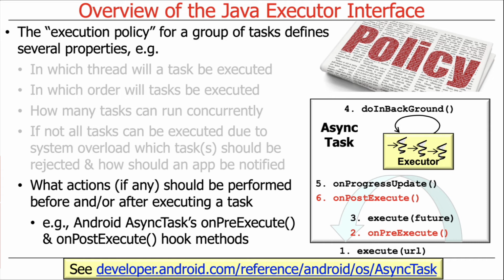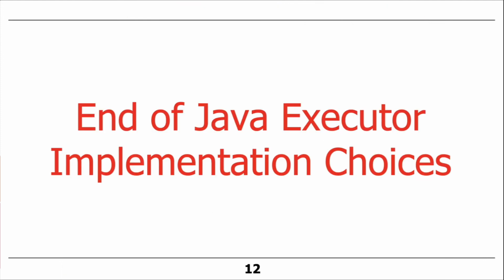Another issue is what actions, if any, should be performed before and/or after executing a task. So for example, in Android, in their AsyncTask framework, they have these hook methods called onPreExecute and onPostExecute that get called before the task starts to run in the background thread and then after the task is finished executing in the background thread. So that's another design choice that you can make.